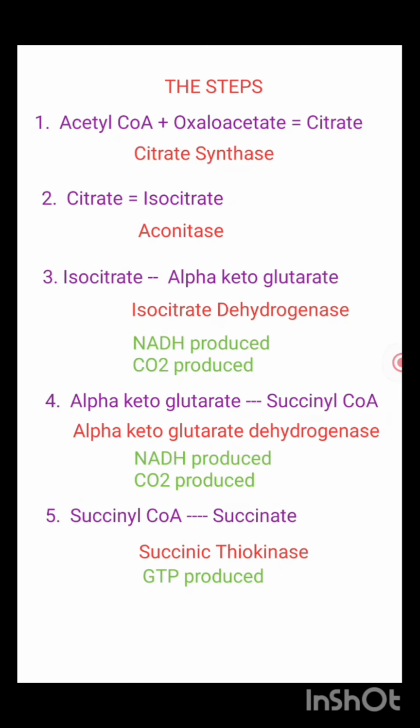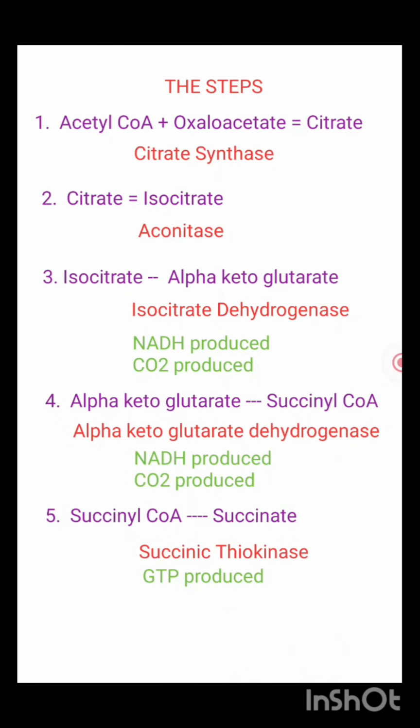Step 3, which is very important, I think the most regulated step of this pathway. So you have to pay particular attention to it because it determines how you can control this TCA cycle. So in step 3, you have isocitrate being converted to alpha-ketoglutarate. And the enzyme is isocitrate dehydrogenase.